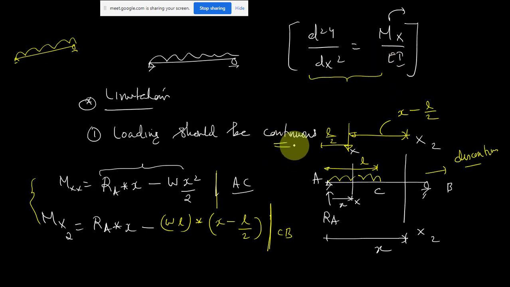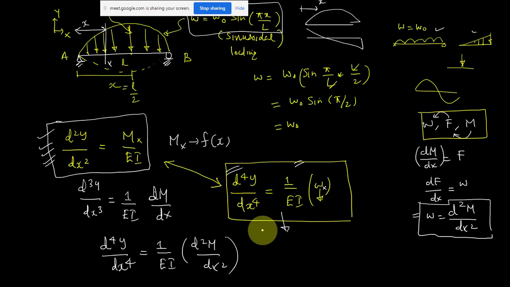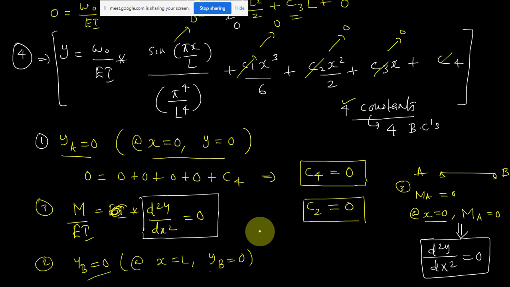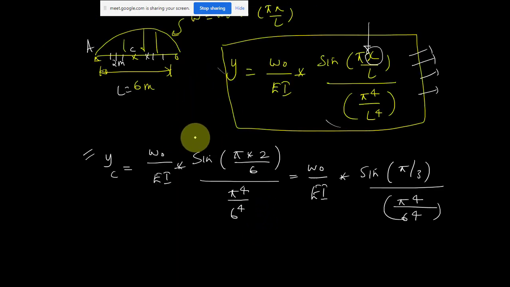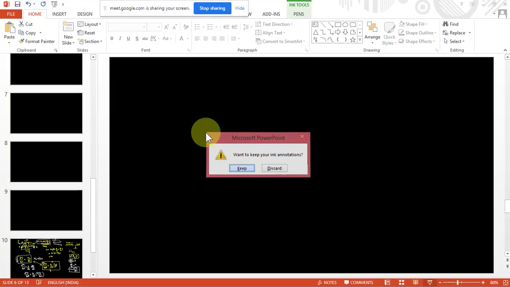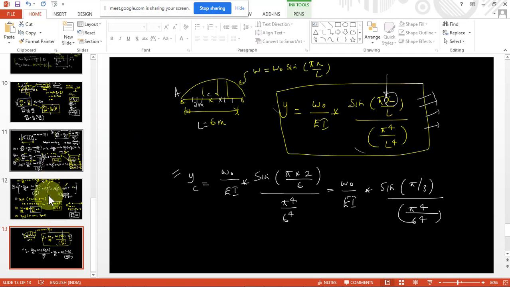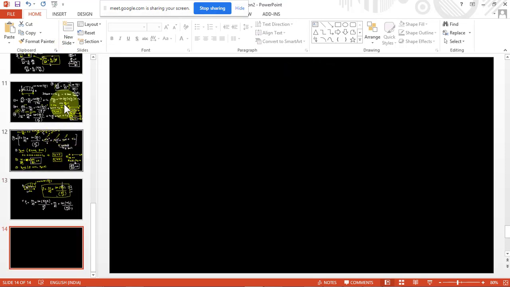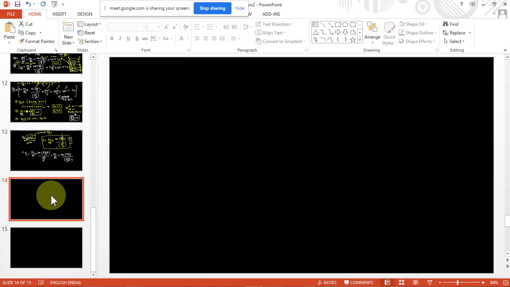That is a limitation. Even though we have a beam with discontinuous loading condition, you can still use the double integration method, but you have to modify it a little bit. You have to modify the method slightly. That is your second method, Macaulay's method.